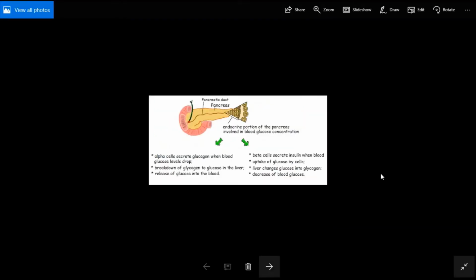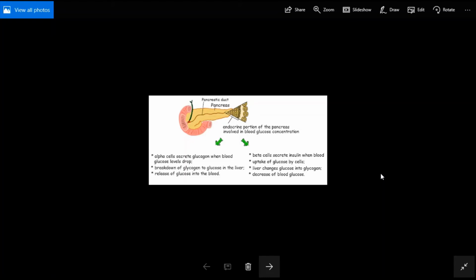So here's just a diagram. If you just remember alpha for glucagon and beta for insulin. So alpha cells secrete glucagon when blood glucose levels drop, leading to breakdown of glycogen to glucose in the liver and release of glucose into the blood. Because glycogen is stored, if you've eaten too much sugar, remember the insulin converts the extra glucose into glycogen. What happens if you do not have a lot of glucose? Then alpha cells will secrete glucagon when levels drop, the breakdown of glycogen to glucose in the liver, and then glucose is released.